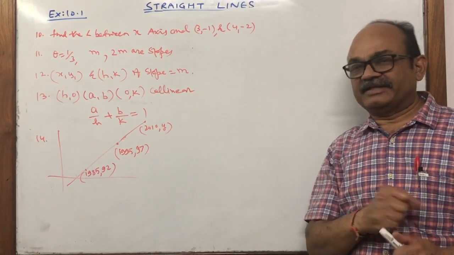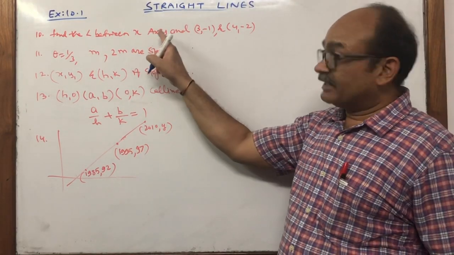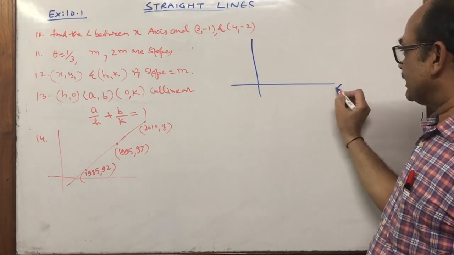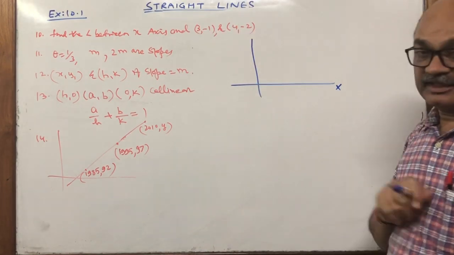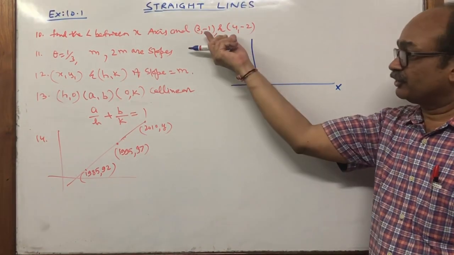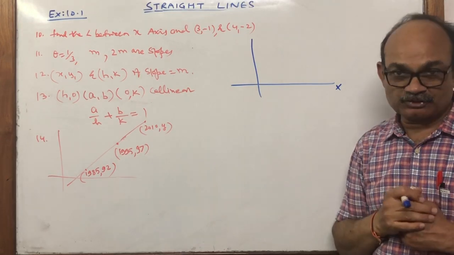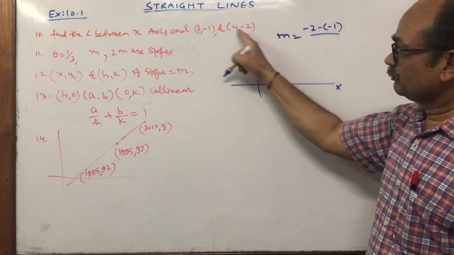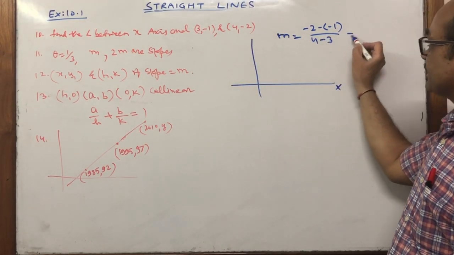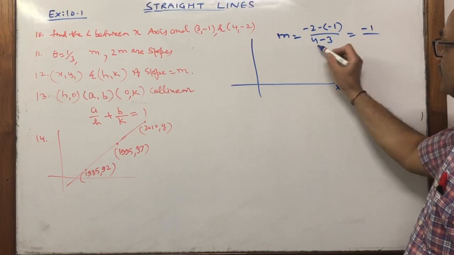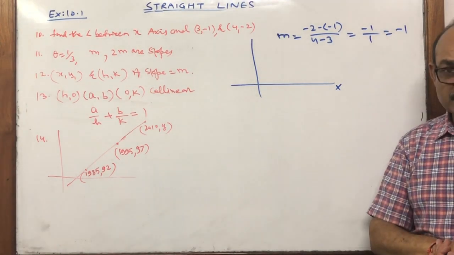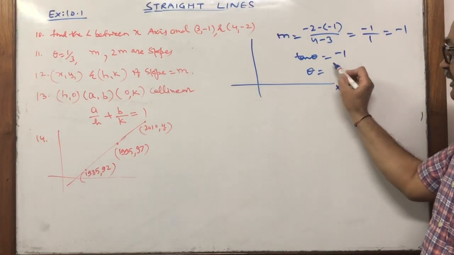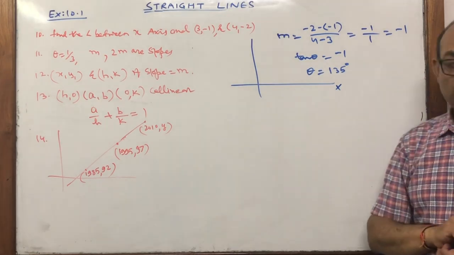Now next is sum number 10. Find the angle between the x-axis and the line joining these 2 points. This is our x-axis and we want to calculate the angle between the x-axis and the line joining these two. That is simply, we have to calculate the slope. So m is nothing but y2 minus y1 divided by x2 minus x1. We are getting 2 minus 1 and 1, that is minus 1. Minus 1 is tan theta, and you know, it is possible only when the angle is 135 degrees.